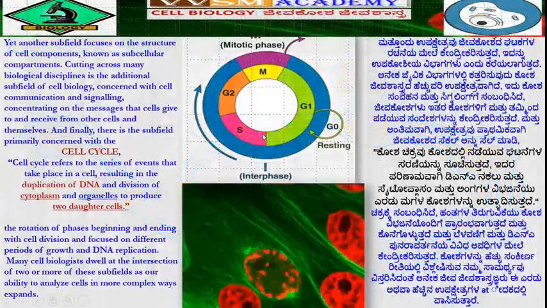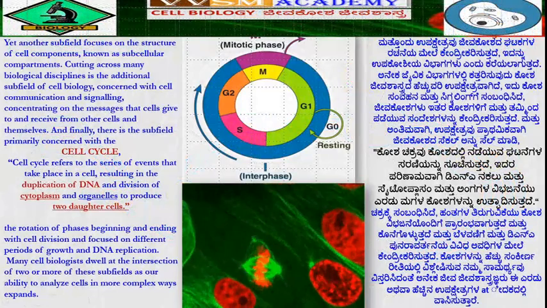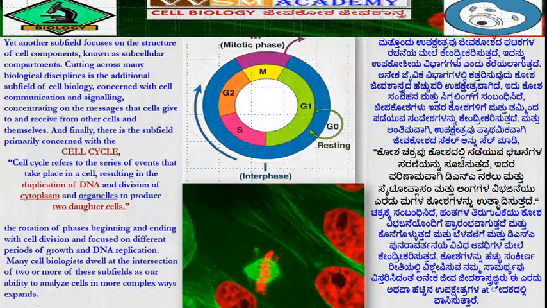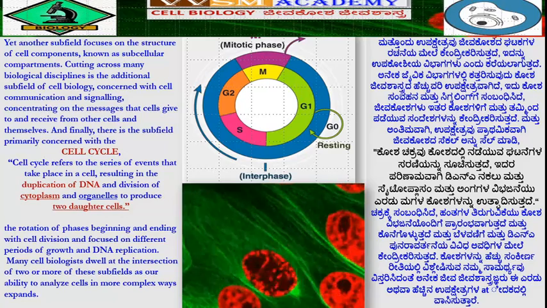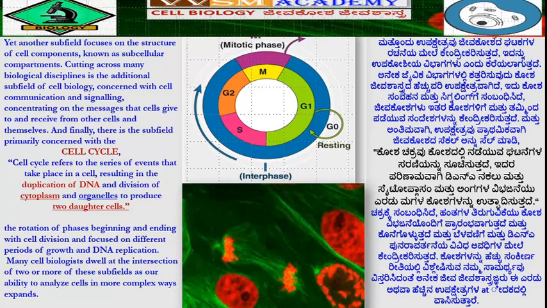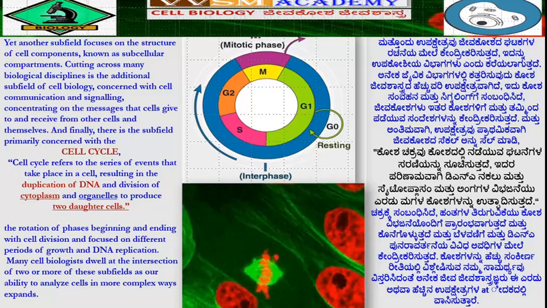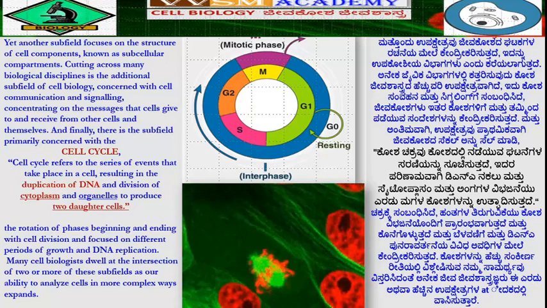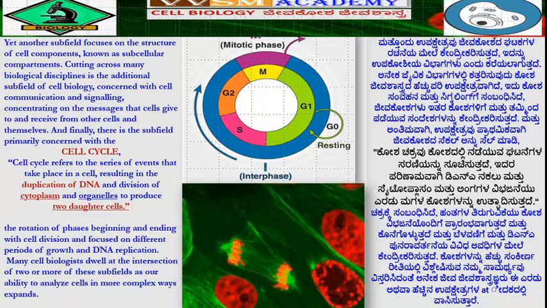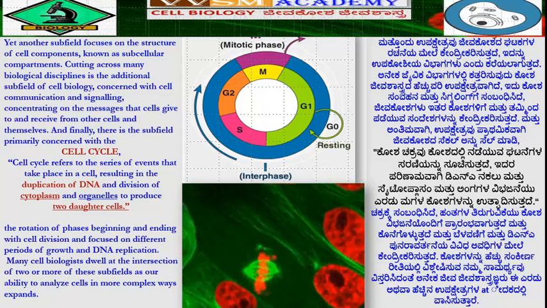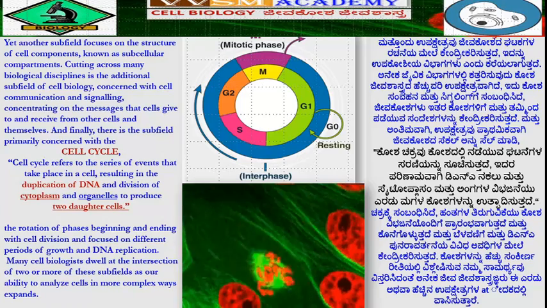This is very important. Yet another subfield focuses on the structure of the cell components, known as the subcellular compartments, cutting across many biological disciplines. An additional subfield of cell biology is concerned with cell communication and signaling, concentrating on messages that cells give to and receive from other cells and themselves also. And finally, there is a subfield primarily concerned with the cell cycle. So this cell cycle refers to the series of events that take place in a cell resulting in the duplication of DNA.